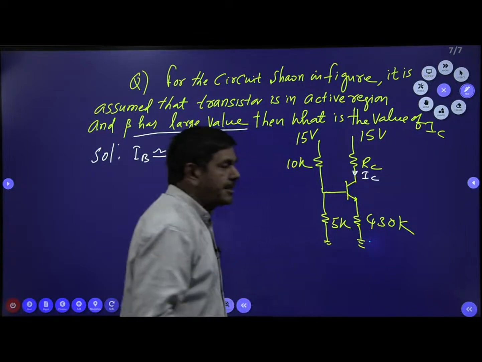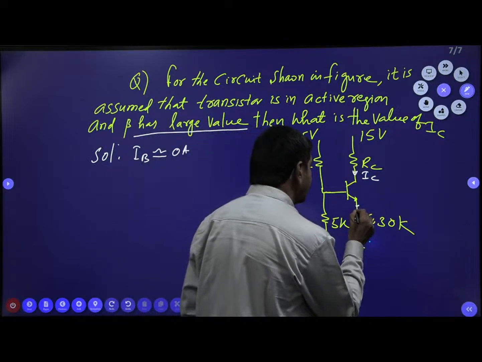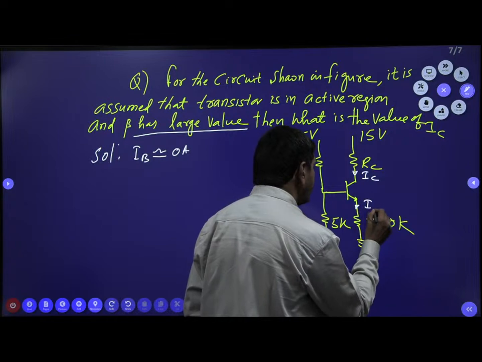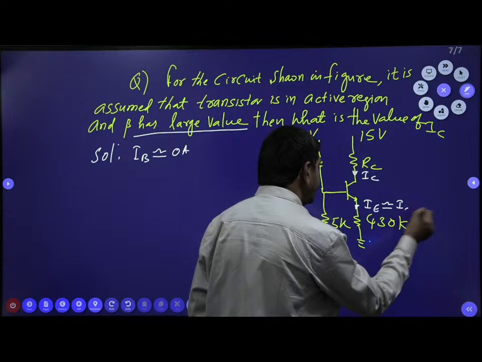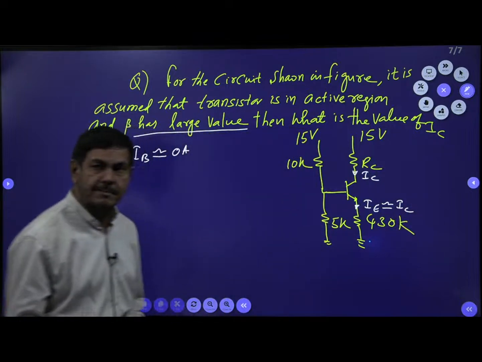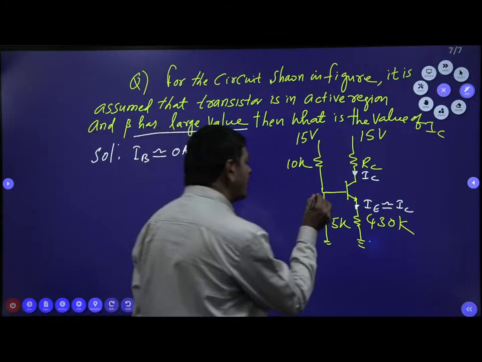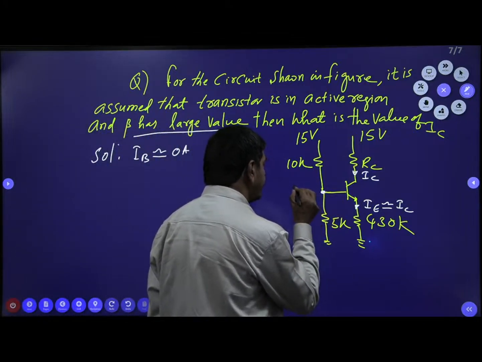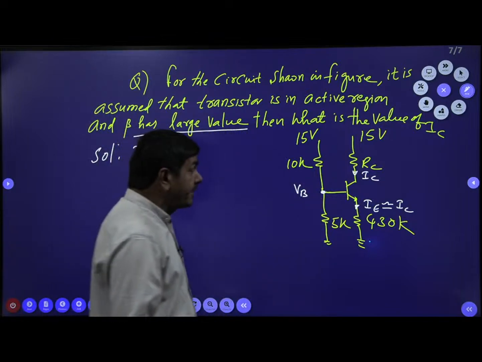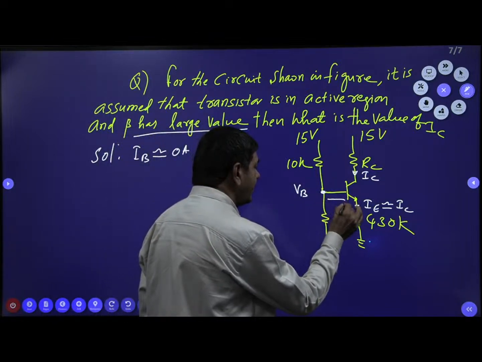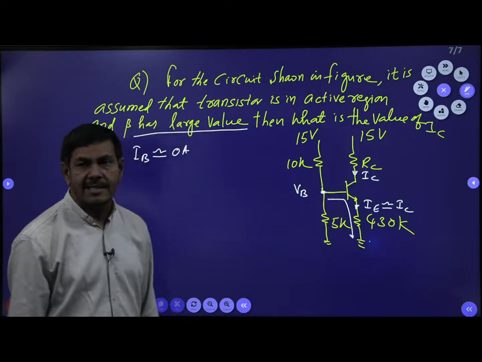When base current is approximately equal to 0, emitter current and collector current are approximately the same. IE and IC are the same, because the base current is taken as approximately 0. Now find this node voltage at first. This voltage I wish to take as VB. After getting the base voltage, apply KVL in this direction. You will get the IC value.